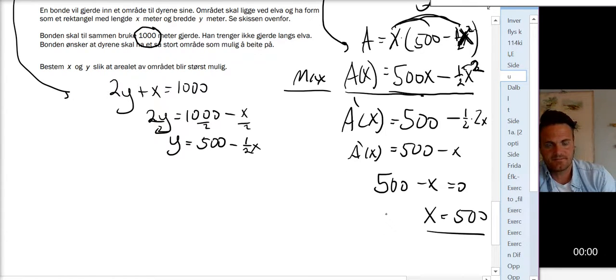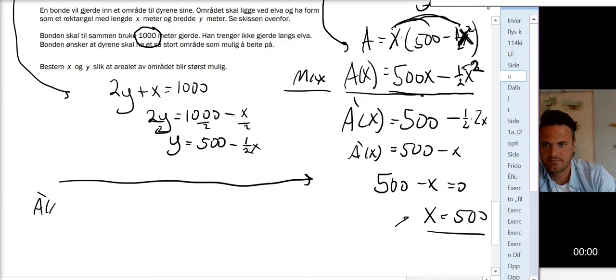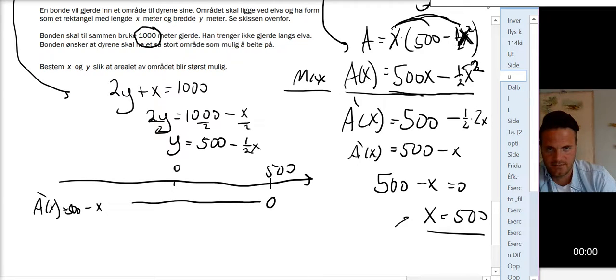And we should maybe just check that this is the maximum point, so we could draw the sign line of the derivative, which is 500 minus x, right? And this is 0 when x is 500. And since the term of x is negative, it's first positive, here is 0 of course, and then negative. So this means that the area increases and decreases, so this is a maximum point.